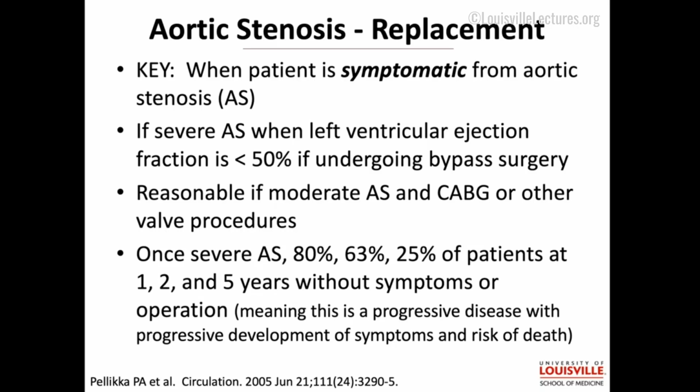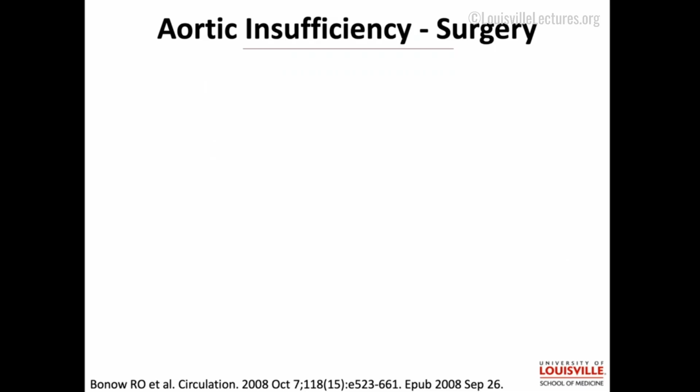Okay, so this is important that once you have severe AS, they're going to get worse. At 1 year, 80% of them will not have symptoms or an operation, but that rapidly declines. So if you find severe AS, you need to be on the lookout and watch these patients very closely because you might miss your chance to send them for surgery and give them that mortality benefit.